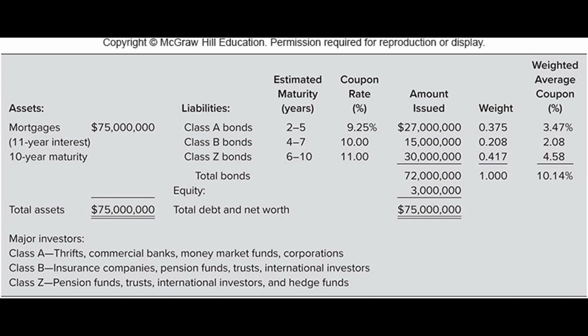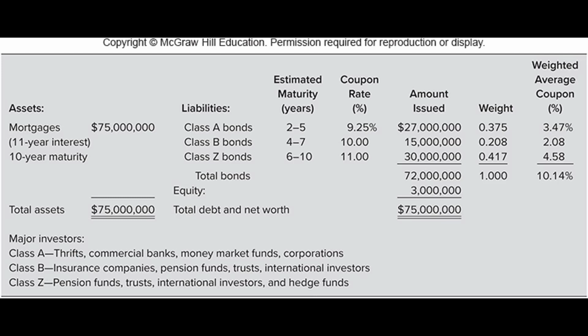and different coupon rates that result in different issue values, for a lack of a better term. And so the weight of the Class A bonds is 37.5%, Class B is 20.8%, and Class Z is 41.7%. And so that gives us a weighted average coupon based on the coupon rates of those individual bonds and the weights of those bonds in the CMO overall.